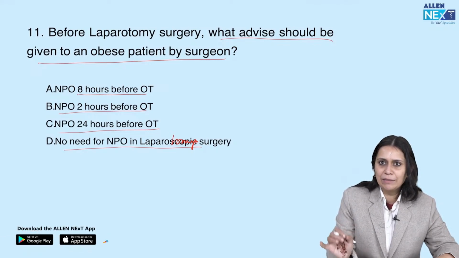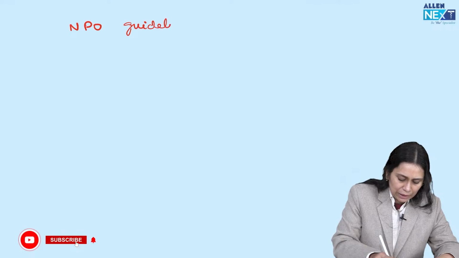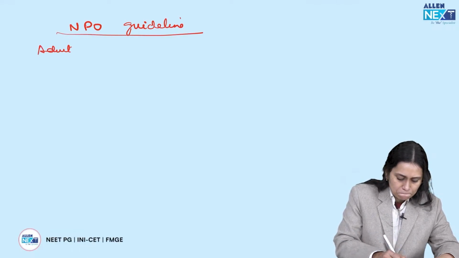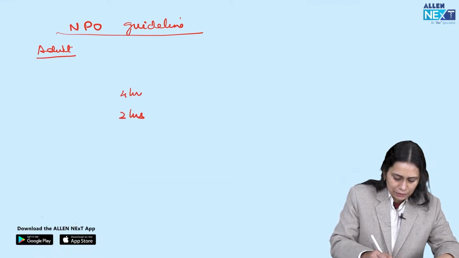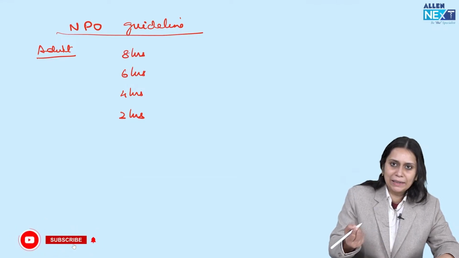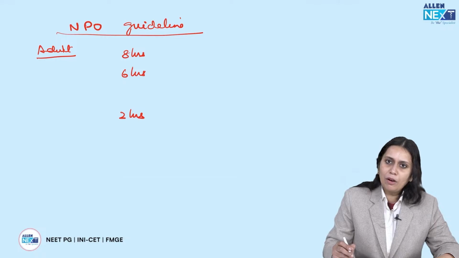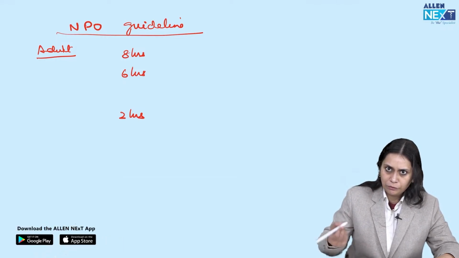There is a fixed NPO which we need to follow. So the NPO guideline prior to surgery: in adults, we have to remember 2 hours, 4 hours, 6 hours, 8 hours. In adults, we don't need to remember the 4 hours because 4 hours is for breast milk, which is only required in pediatrics. So we'll talk about 4 hours in pediatrics.